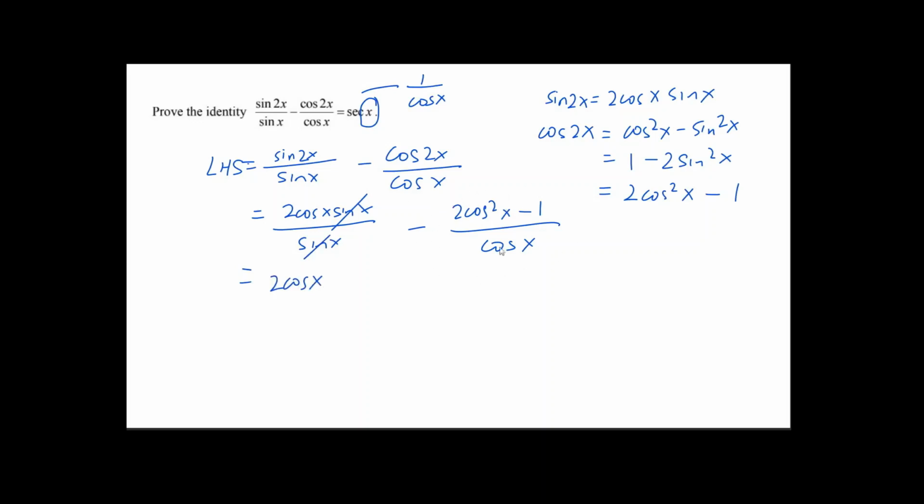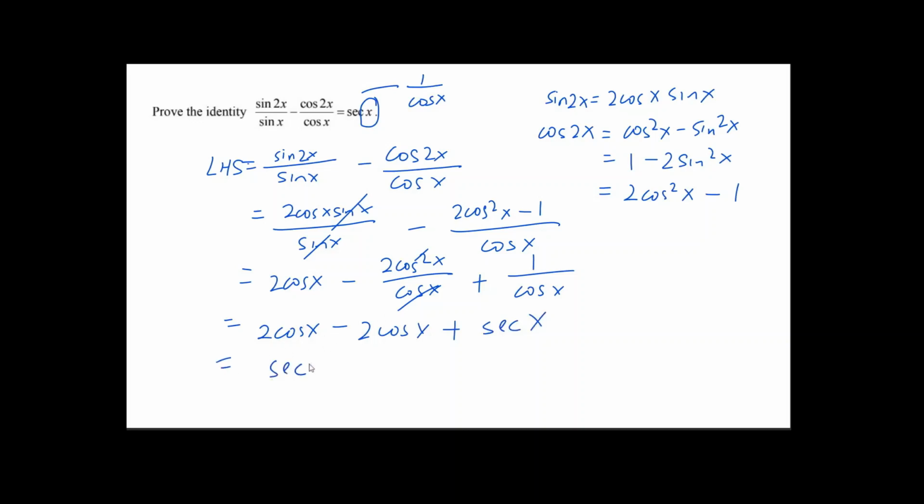Then for this fraction here, I can split it into 2 cosine square x over cosine x. There's a minus here, so minus minus becomes plus, so plus 1 over cosine x. For 2 cosine square x over cosine x, I can cancel away one of the cosine x, so I'm left with 2 cosine x. So I have 2 cosine x minus 2 cosine x plus 1 over cosine x, which is basically secant x. So this 2 can cancel off, and I'm left with secant x, which is what I need to prove on the right hand side.